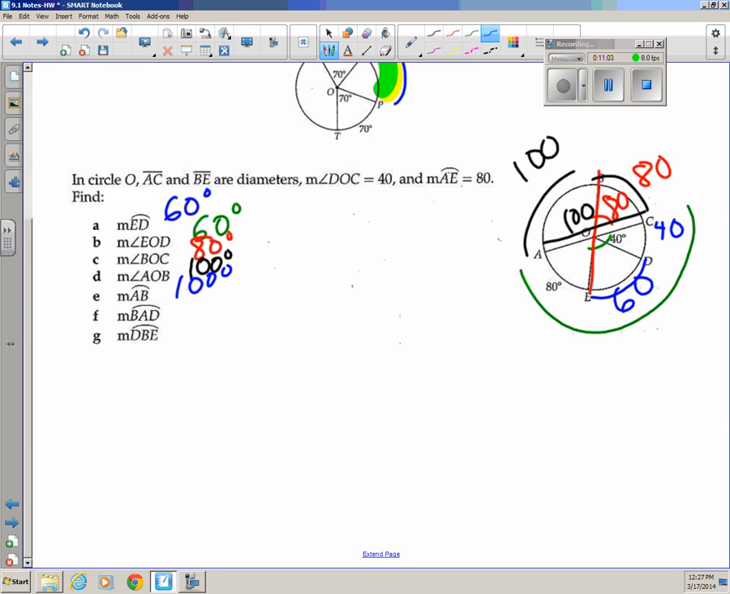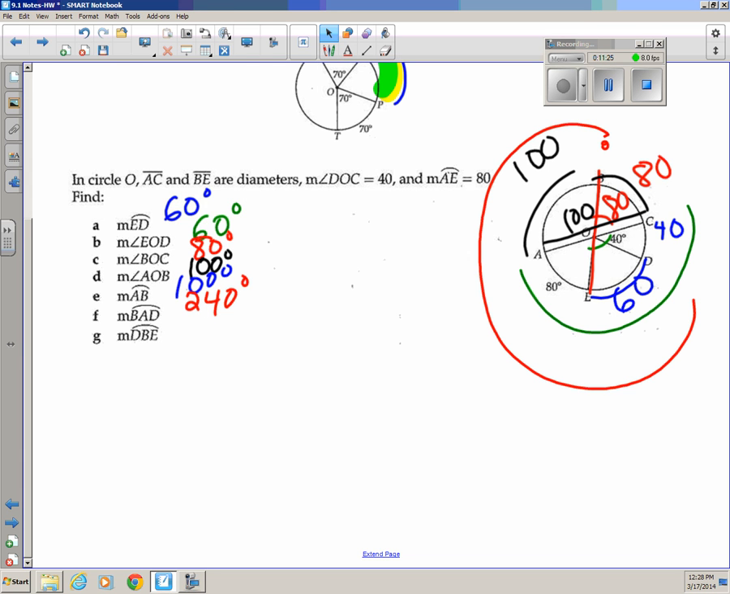Arc BAD, three letters. So from B, right here, through A, ending at D, we're adding 100 degrees plus 80 plus 60. 100 plus 80 plus 60 is 240.